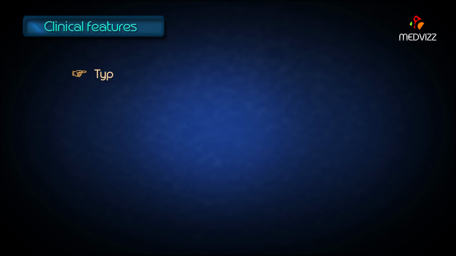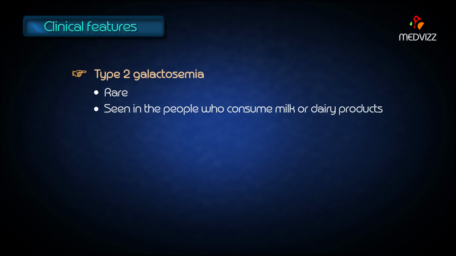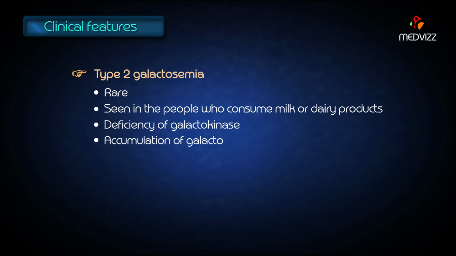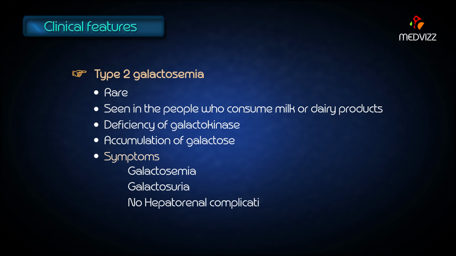The second one is type 2 galactosemia. It occurs rarely and is seen in people who consume milk or dairy products, and it is mainly due to the deficiency of the enzyme galactokinase. Hence, it is due to the accumulation of galactose. Deficiency of the enzyme galactokinase also leads to galactosemia and galactosuria, but it does not lead to hepatorenal complications like we studied in the first one.